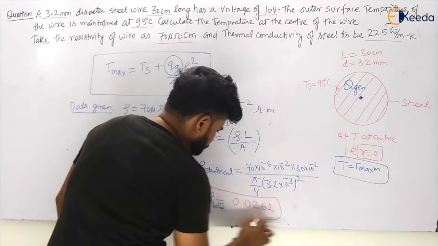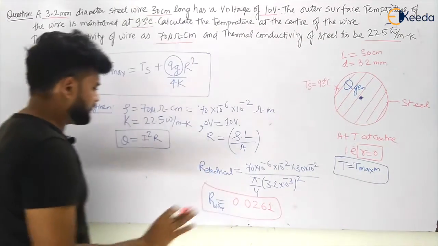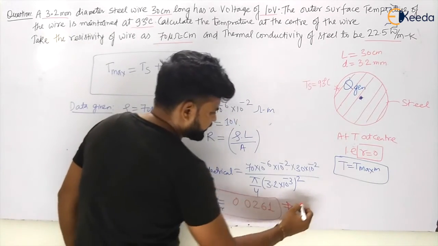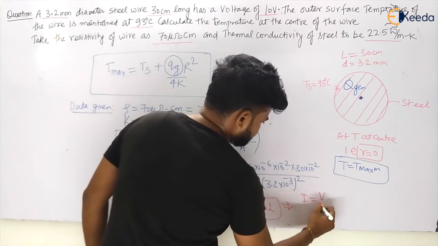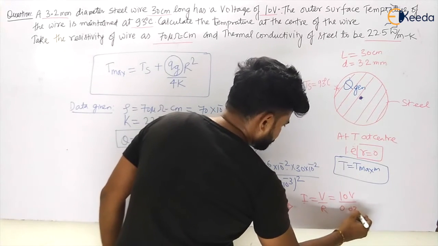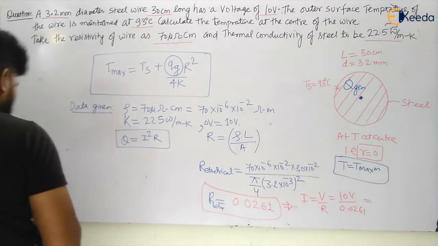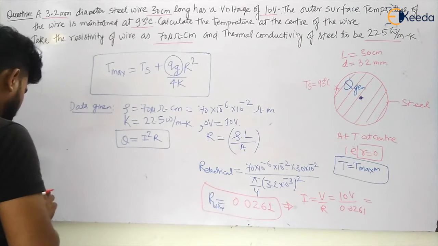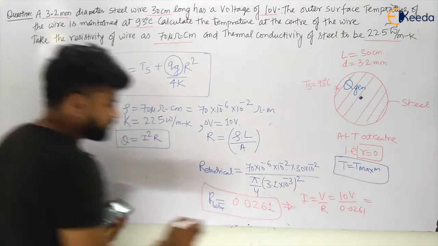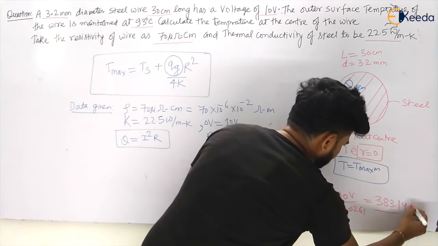So this will be given by 0.0261, my dear students. So now we know the resistance of the wire. Can we calculate the current, because voltage is given? Yes, I can calculate the current. So I can calculate I, which will be given by V by R. But V is how much? 10 volt. So R is given to be 0.0261. So I will be equal to 10 divided by 0.0261. So this will become equal to 383.14, my dear students, and this will be in ampere.